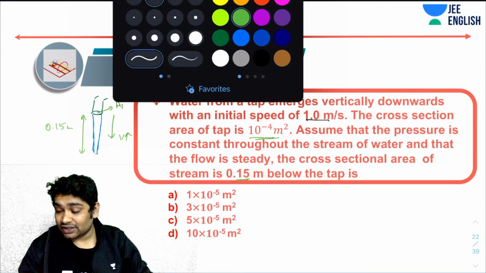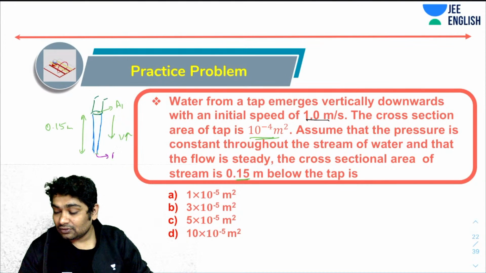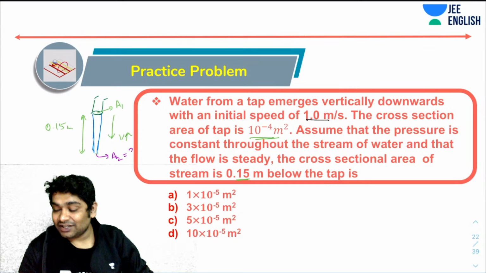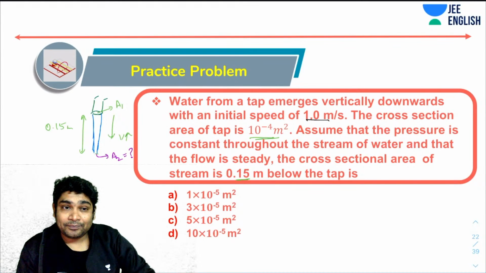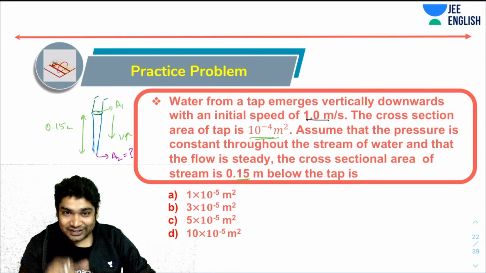The area of cross section is A2 here. So what is the value of A2? That is what you want to find. Okay, so that's the great thing about physics. You can actually see these things happening.